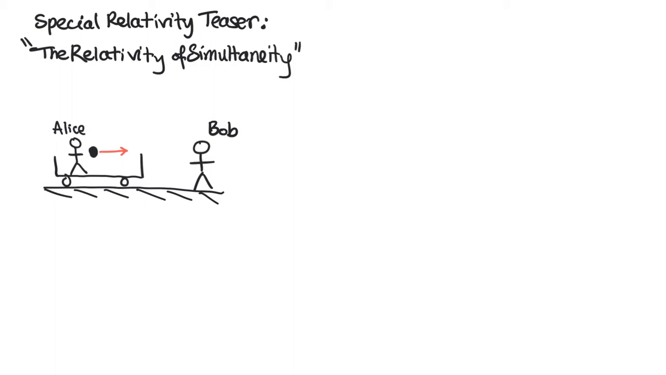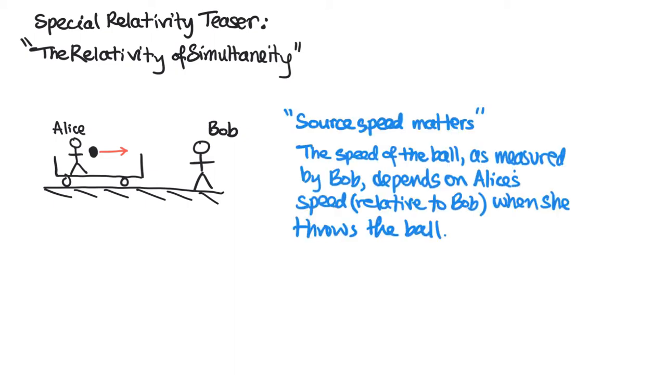In other words, the ball is not always moving at 3 miles per hour. The ball's velocity or speed depends on how fast Alice is moving when she throws the ball. So we call this the source speed matters principle. In other words, according to Bob, the speed of the ball depends on Alice's speed relative to Bob when she throws the ball. If this all seems really basic, obvious, and self-evident, then it should.